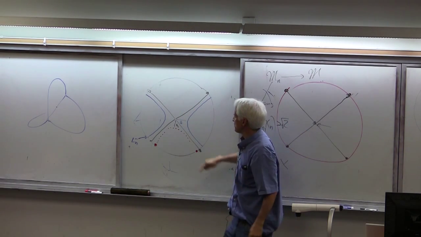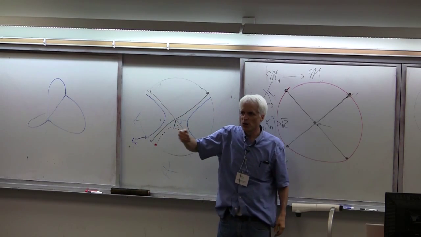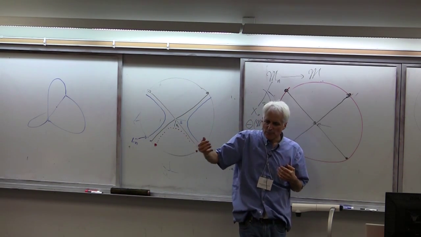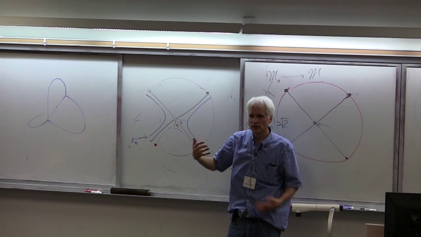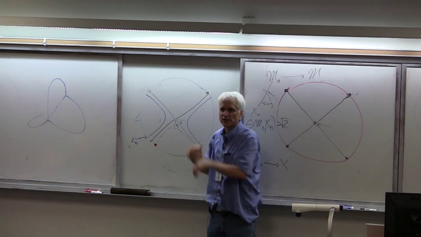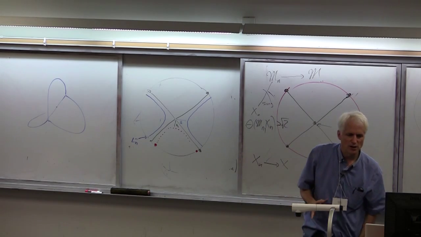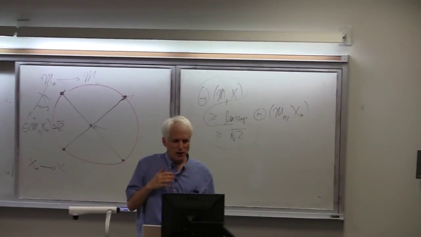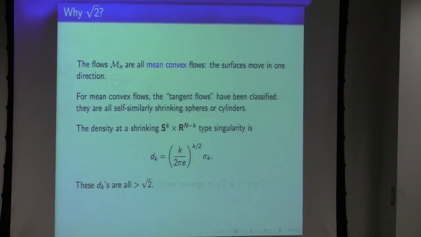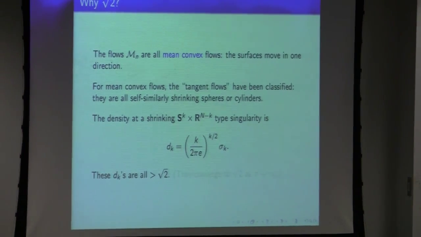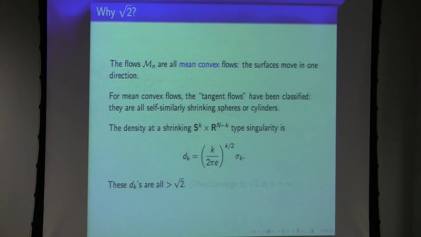And that implies by a maximum principle that the mean curvature for these moving surfaces, once they start moving, will always be positive. The surfaces always move in one direction, and that's a very, very strong, nice condition. In general, we know much less about singularities of mean curvature flow than we know about singularities of minimal surfaces. But the one case where you have a pretty good understanding is the mean convex case. For mean convex flows, we roughly have a classification of singularities. Singularities are all self-similar shrinking spheres or cylinders.